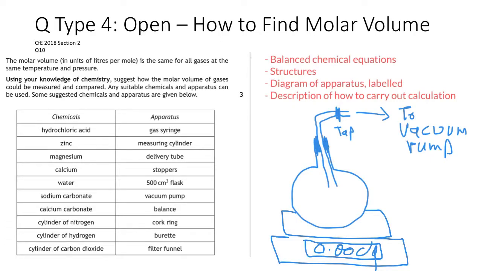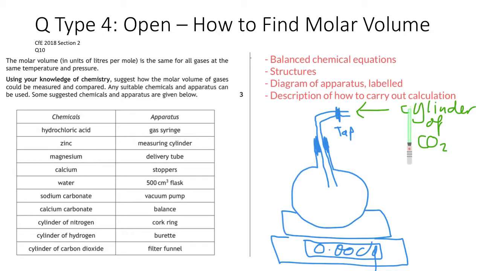Then you can connect up a cylinder of gas, carbon dioxide, nitrogen, hydrogen. Connect up the cylinder of gas and you fill the flask with the gas, and you keep going, just keep filling till no more will go in. And again, you seal the tap. And you weigh the flask again. And the mass of the flask will have increased because of the gas in it.